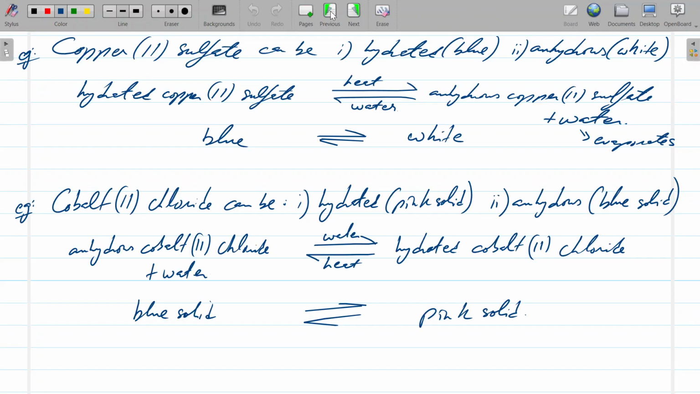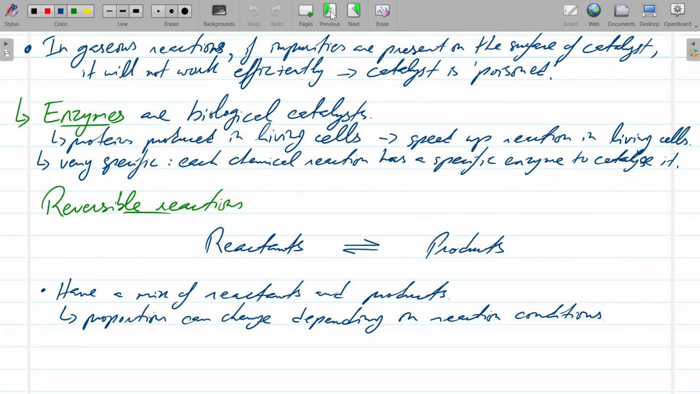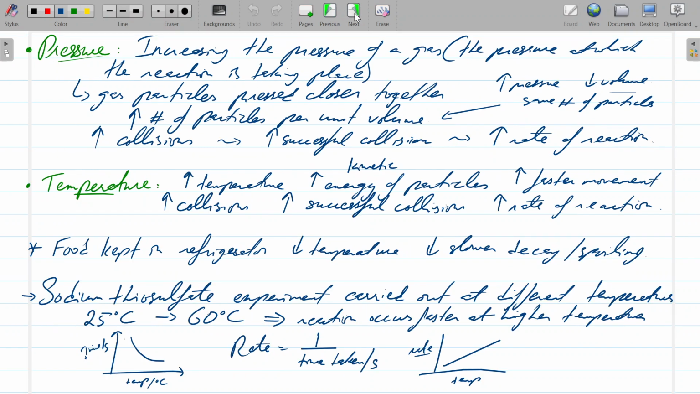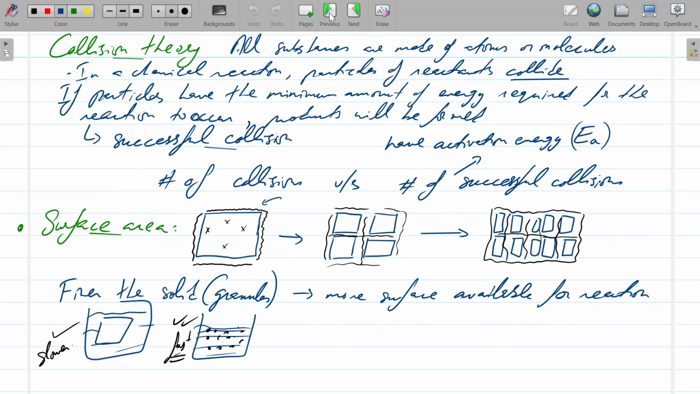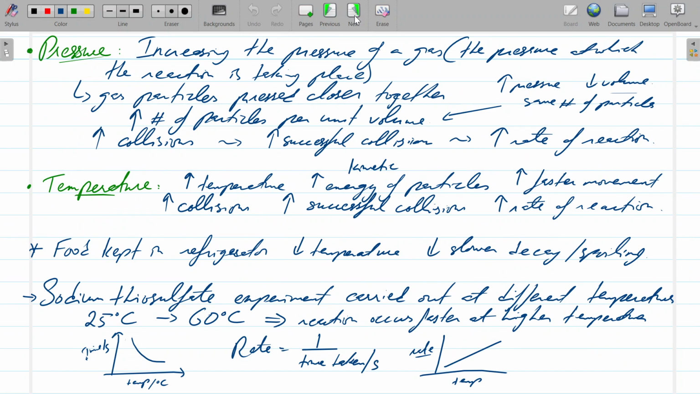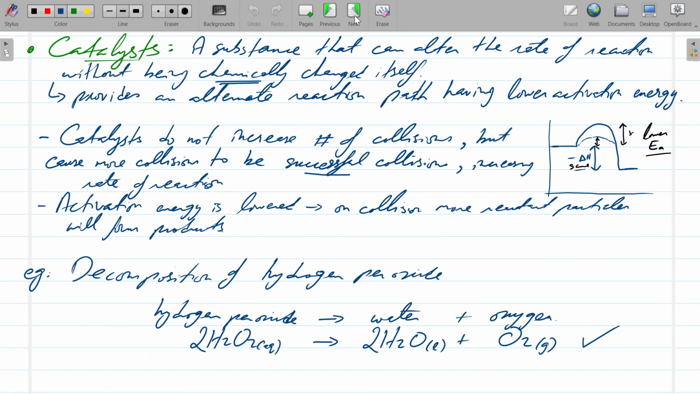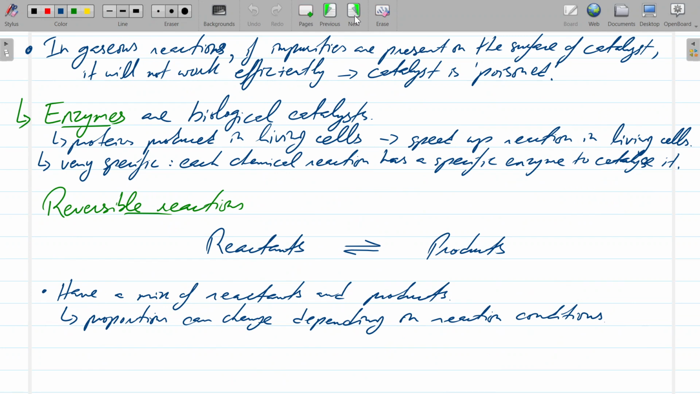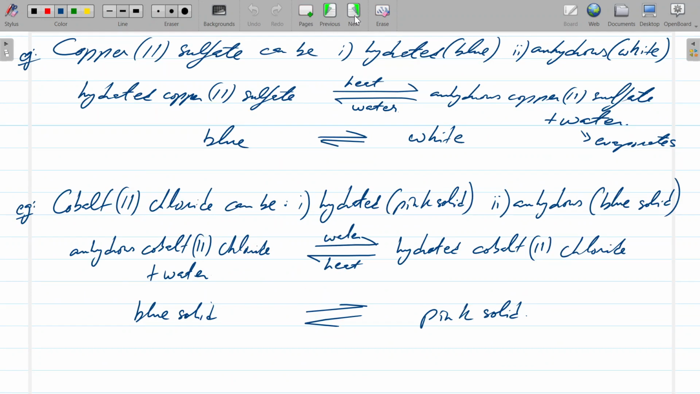All right, last class we were talking about chemical reactions. We talked about concentration and surface area and pressure earlier on. In the last class, we talked about the effects of temperature on the rate of reaction, and then catalysts. We talked about that in a bit of detail, obviously as much as is given in your syllabus. And then enzymes, which are biological catalysts, and then reversible reactions.